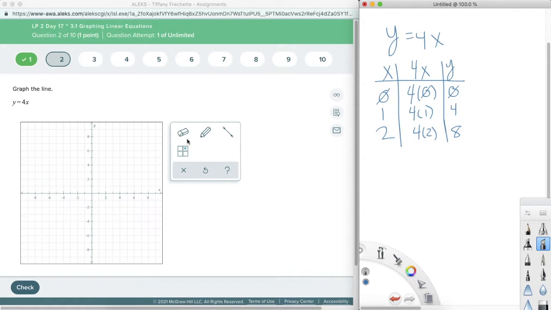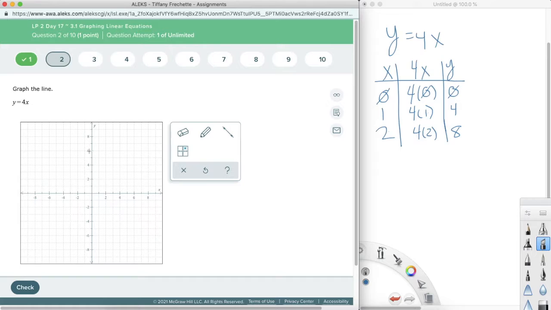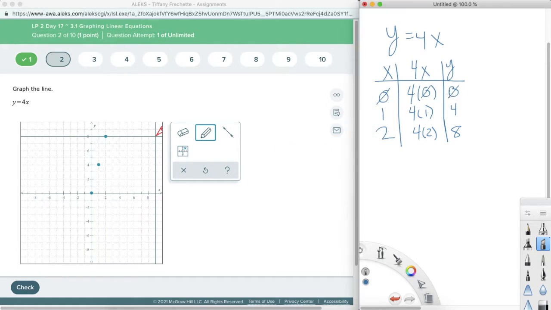So I have my 3 points. I really only need 2 points, but the third point ensures that the pattern is continuing because we should see a straight line here. So I have 0, 0, and then I have 1, 4, and then I have 2, 8. And if you notice, I'm going 0, 0, 1, 4, 2, 8. So I'm kind of ignoring the middle as I read these.